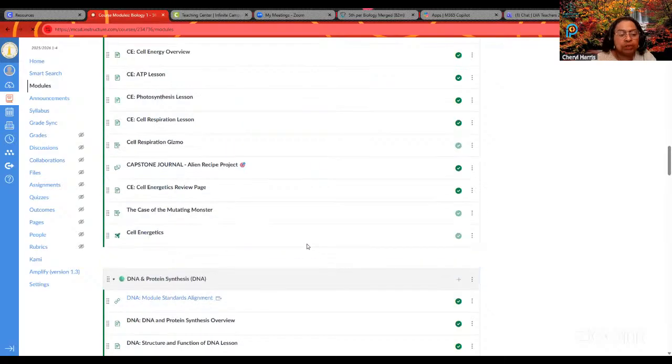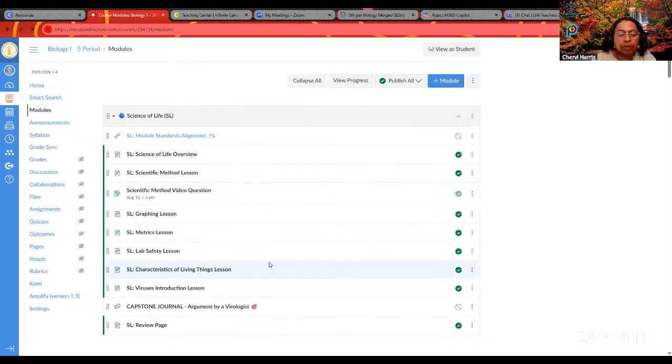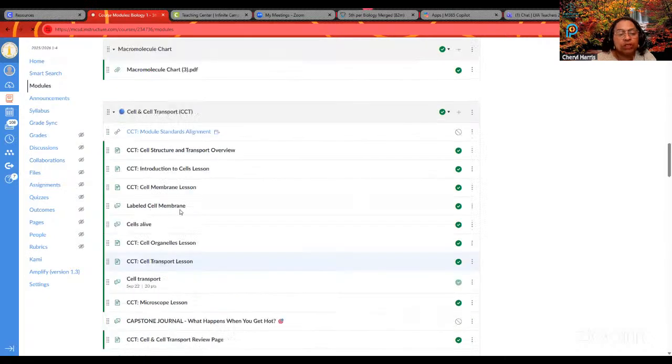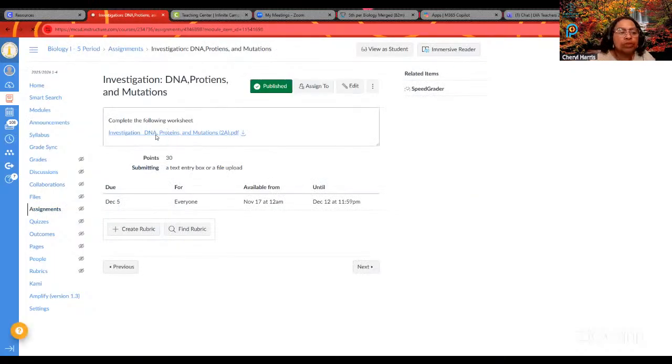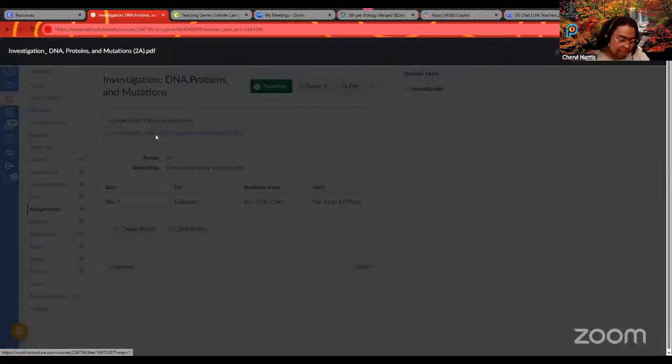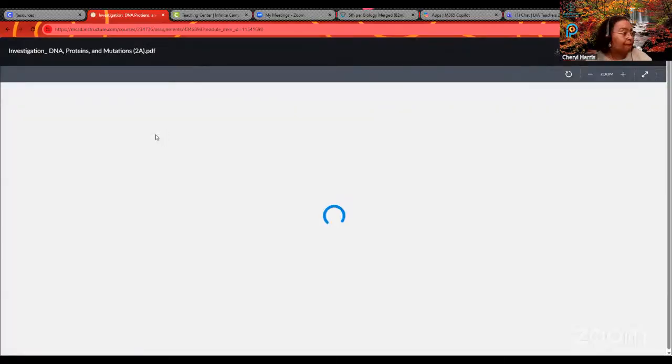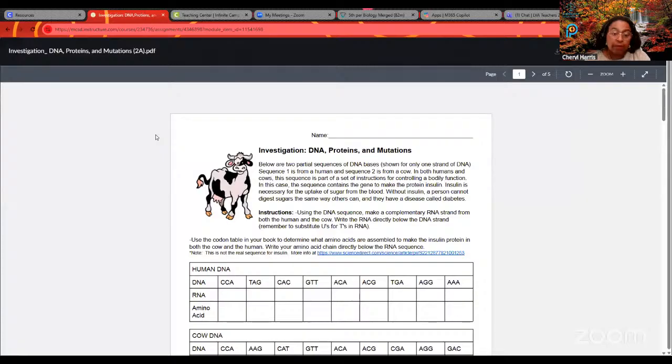All right. So we are in the DNA module. We are working on mutations. And we started working on this worksheet the other day. So we need to get it finished today, or at least try to get it finished. We won't get it finished today because I got some other announcements I need to make. It's going to take a few minutes.